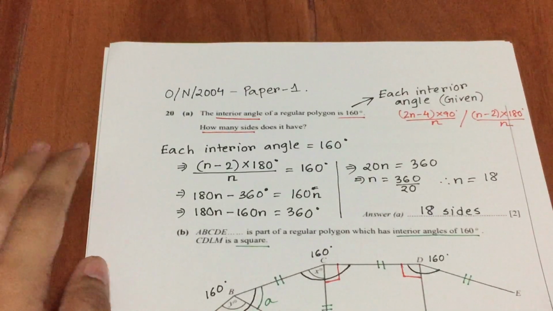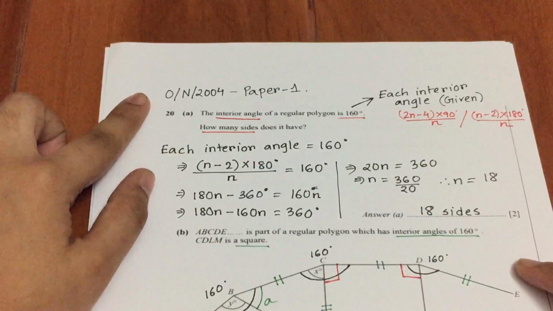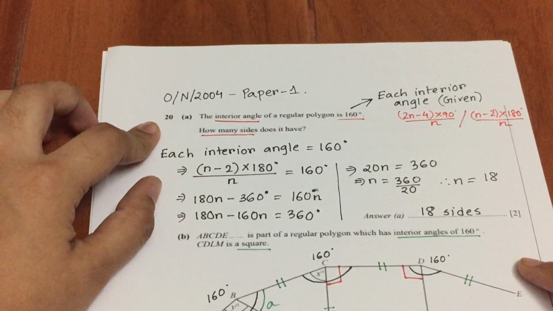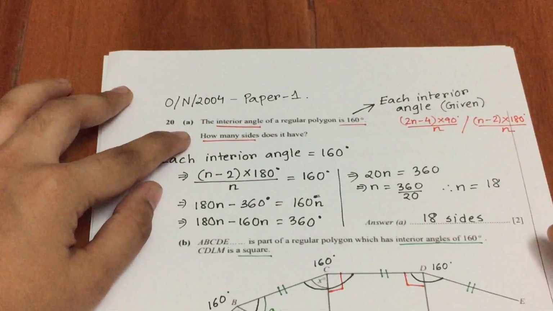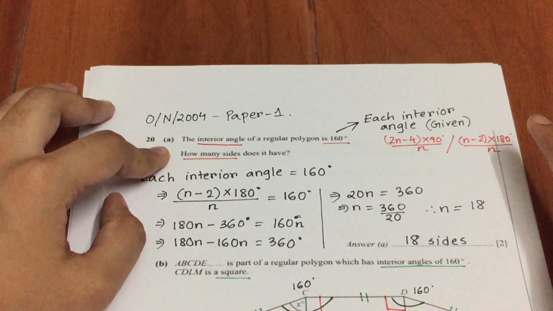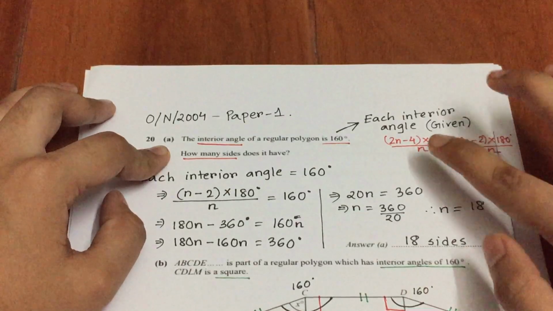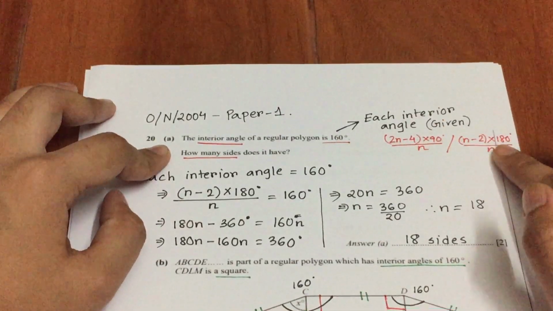This is the third one. This has been taken from October-November 2004, paper 1, question number 20. So in A, it says the interior angle of a regular polygon is 160. So each interior angle is given to you, and we know the formulas to be either this or this. You can use either one of them.